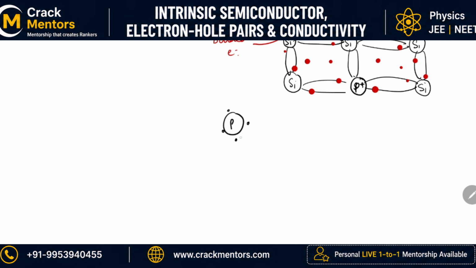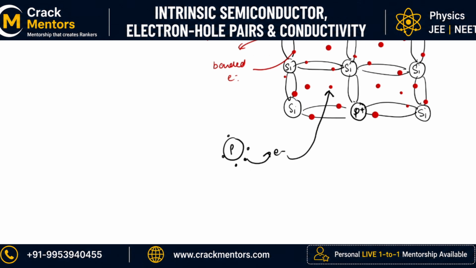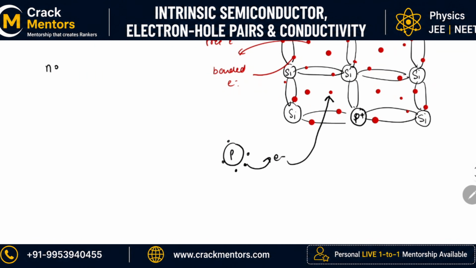The phosphorus lost an electron. So if I say that this was the electron, this electron is lost here, which has gone here. And this lost electron is now the one which is carrying over here. I hope you got it. So from here I can say that the number of electrons is much greater than the number of holes.